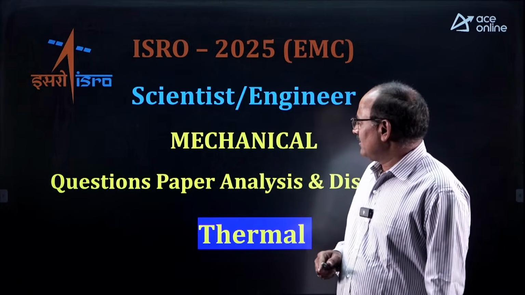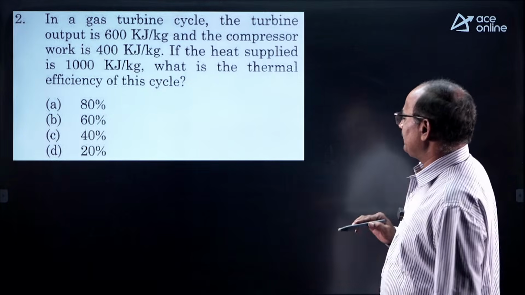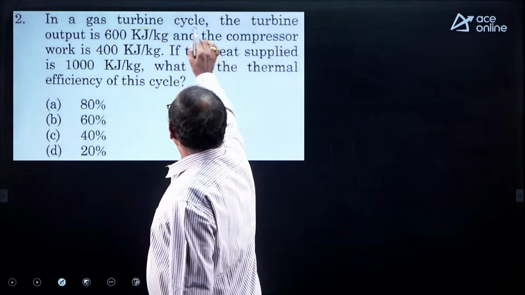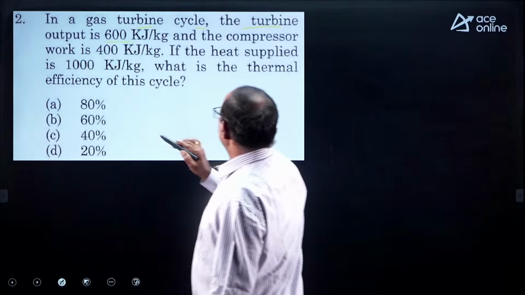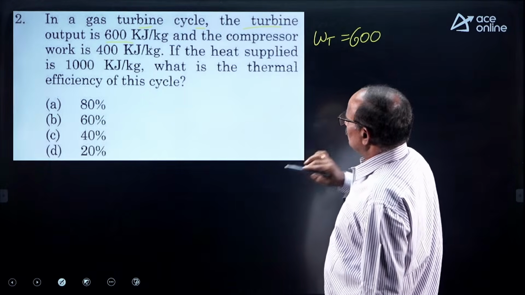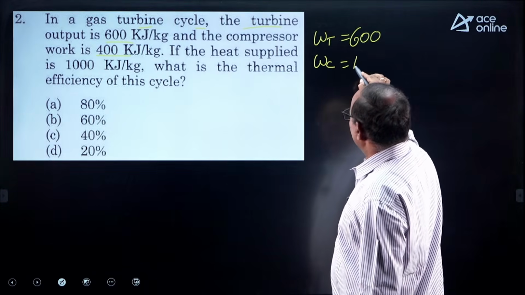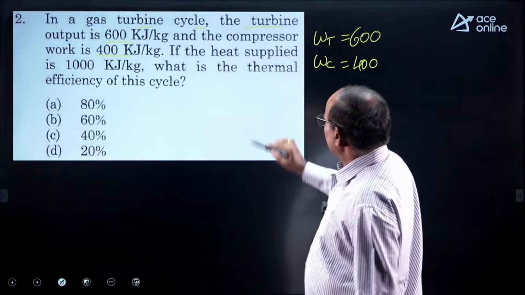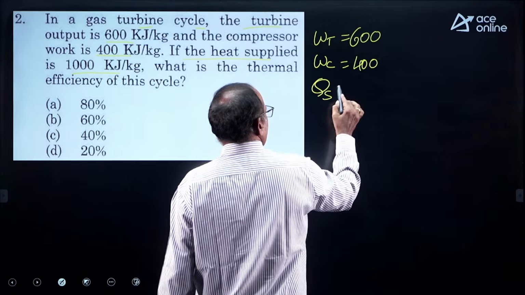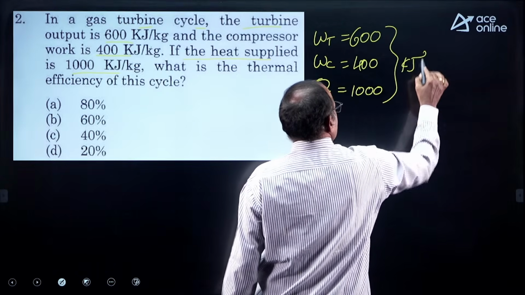Let us take the very first question. Look at the question asking from the gas turbine cycle, you can also say the Brayton cycle. In a gas turbine cycle, the turbine work is 600 kilojoules per kg and compressor work is 400 kilojoules per kg. If the heat supplied is 1000 kilojoules per kg, the amount of heat added is 1000 kilojoules per kg. All are in kilojoules per kilogram.